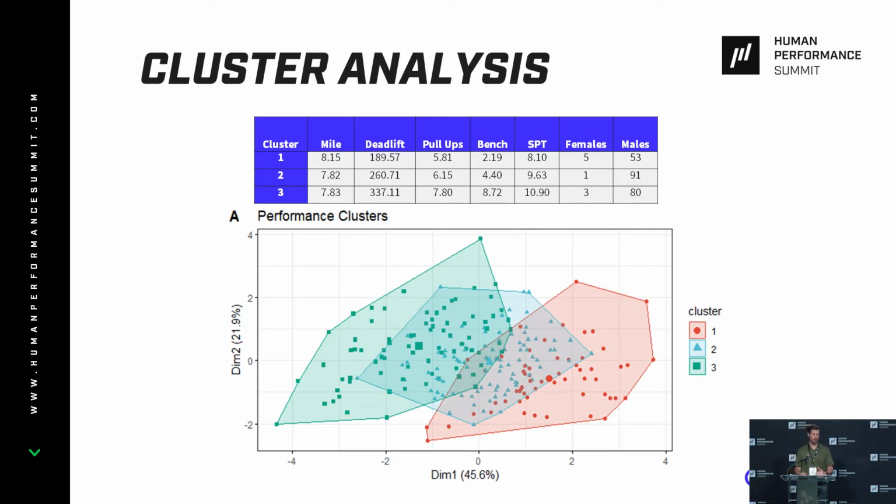So looking at the cluster analysis, we had a modification of the ACFT. It was 5 different exercises: the mile run, deadlift, pull-ups, bodyweight bench, standing power throw. This has been graphed onto two-dimensional data, so you can see it in a flat graph, but it accounts for all 5 of those. You can see the graph on the left is the green. Those were your high performers. They had a lower mile time, higher deadlift, better pull-ups, better bench. And then on the far right is cluster 1. Those were your lower performers.